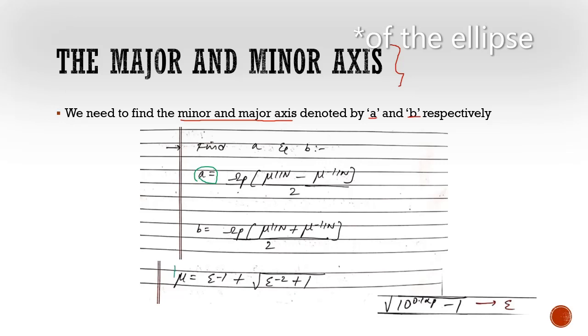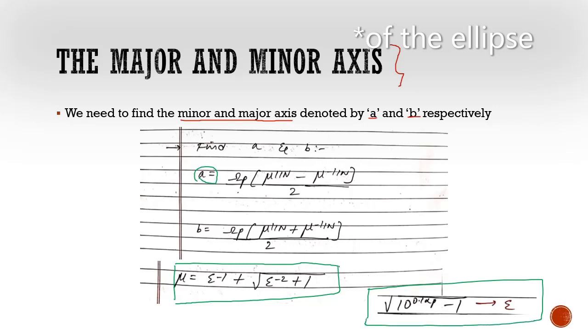And what is mu? Mu is epsilon inverse plus root over epsilon square inverse plus 1, and epsilon, as was marked in the Butterworth filter video as well, is this value right here, root over 10 power 0.1 alpha p minus 1. Chebyshev filter design is much more of a formula game as compared to Butterworth.